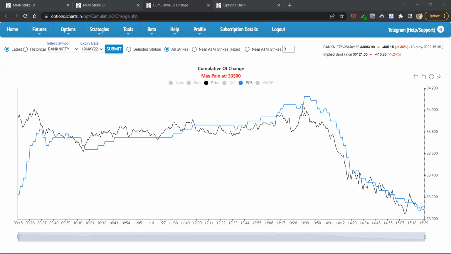And one very important thing to note is whatever strikes you select here, near ATM, selected strikes and all that, this PCR here is always going to show you overall PCR for all strikes only. So this is not strike based PCR. Even if you select near ATM, this PCR is overall PCR for the script. If you want selected strikes PCR, we'll go to the next tool. There it will be available. But here it is overall PCR. Very important to note that.